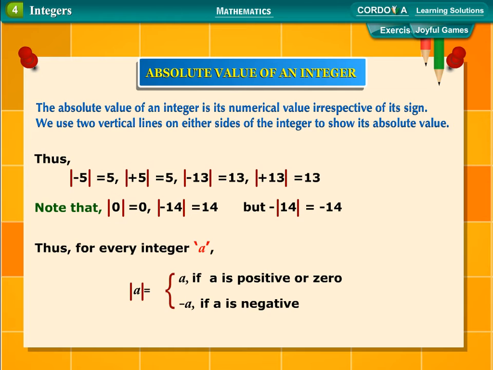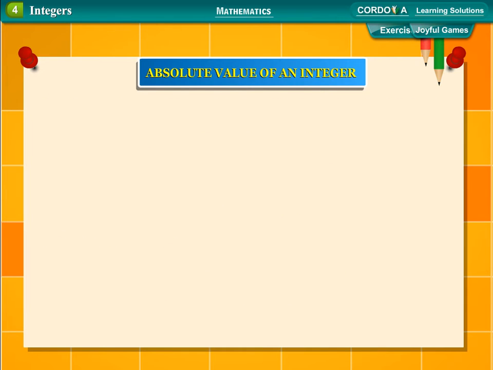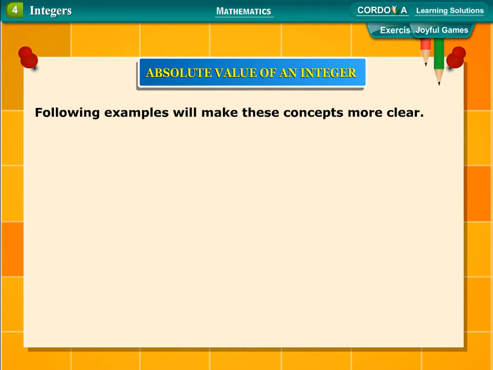Thus, for every integer a, mod a is equal to a if a is positive or 0, and minus a if a is negative. Following examples will make these concepts more clear.